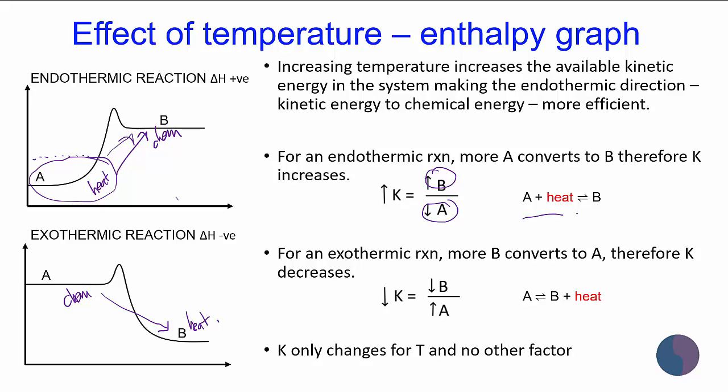You can also write it like this and think, okay, if we're increasing heat, we're pushing it to this side, so A will go down and B will go up, and therefore the Kc, products over reactants, will go up, and vice versa for the other way as well. So there are two ways to explain it there.